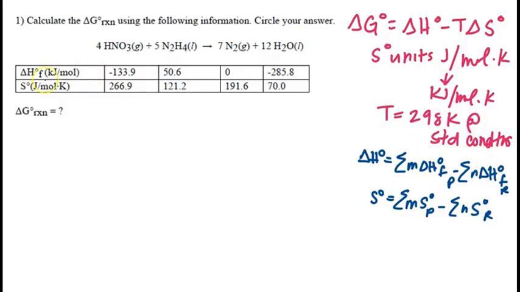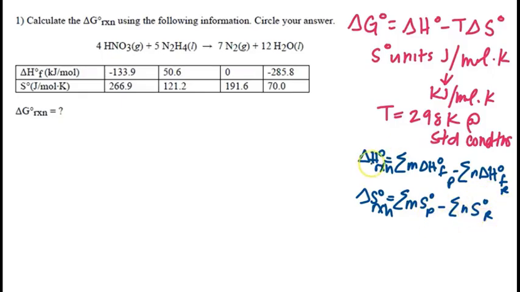And then finally, if we want to get our values for delta H naught and delta S naught, we must find the delta H naught of the reaction and delta S naught of the reaction. Delta H naught of the reaction is equal to the sum of the moles of products multiplied by their delta H naught of formation values, minus the sum of the moles of reactants multiplied by their delta H naught of formation values. And of course, delta S naught of the reaction is the sum of the moles of the products multiplied by their S naught values, minus the sum of the reactants multiplied by their S naught values.